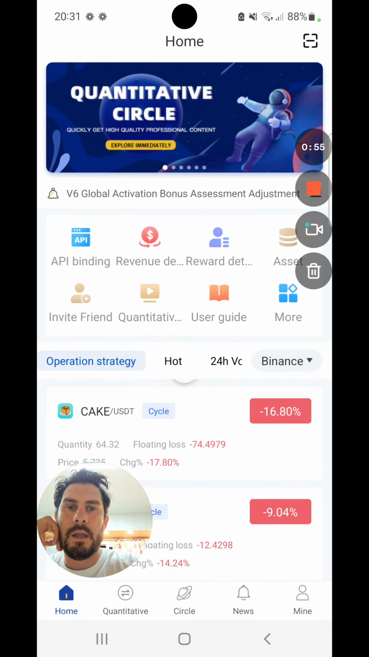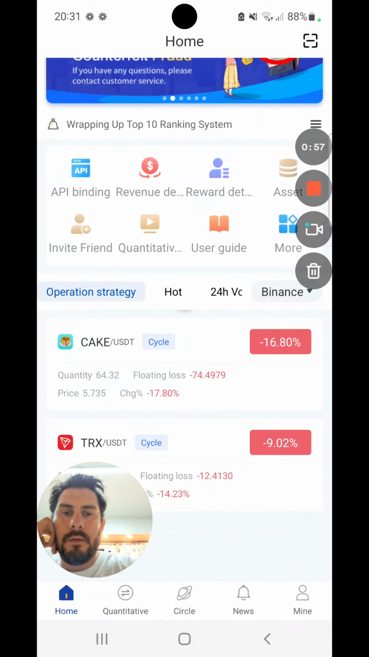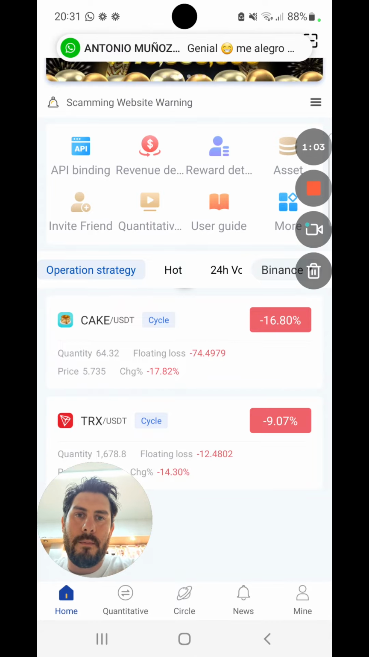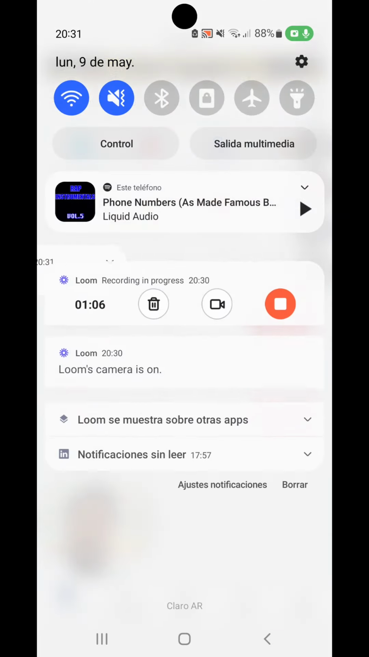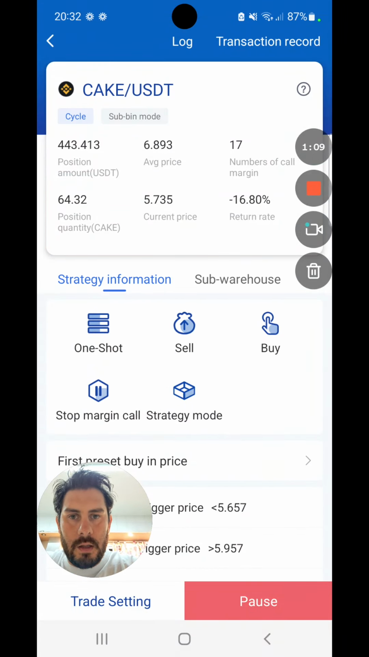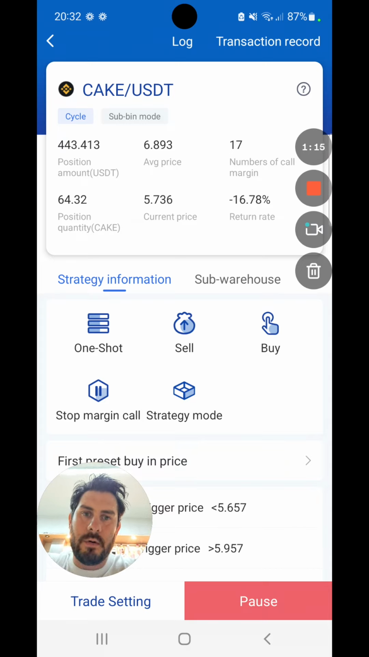Here is the main platform. For example, I'm working with Cake and Tron. Okay, so Cake, for example, here we can see that I have bought already 443 USDT. We are in the number 17 call.